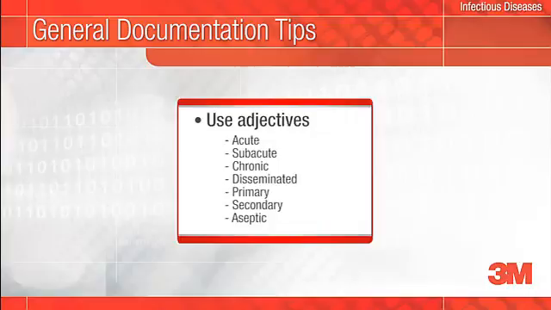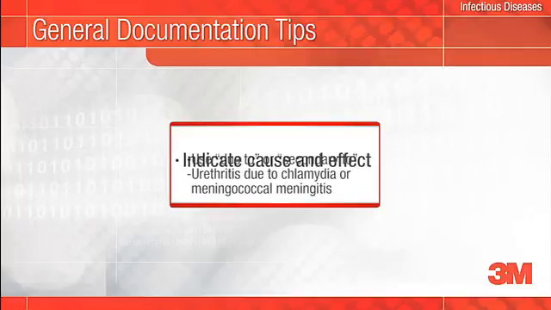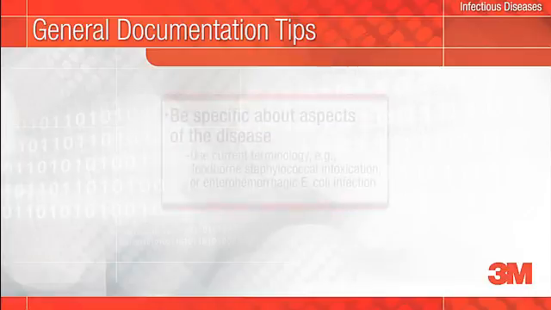Differentiate in your notes whether a condition is acute, subacute, or chronic whenever appropriate. For example, document hepatitis B as acute or chronic hepatitis B rather than simply hepatitis B. Use due to or secondary to indicate cause and effect and to record all conditions the patient may have, such as urethritis due to chlamydia or meningococcal meningitis.